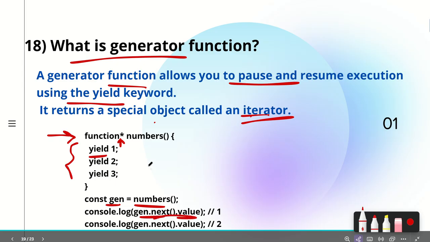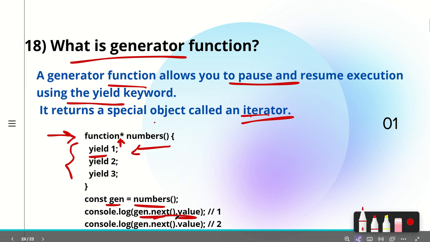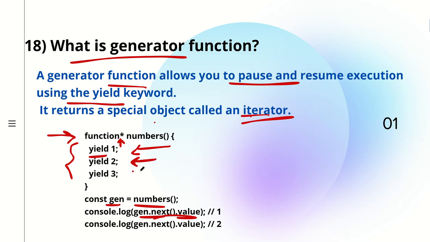What will you get value here? You will get 1, and then your function pauses here. Then again you can resume it. Then again when you write dot value, you will get value 2, and then again you will get 3. This is how you can pause and resume the execution of the function using yield keyword.